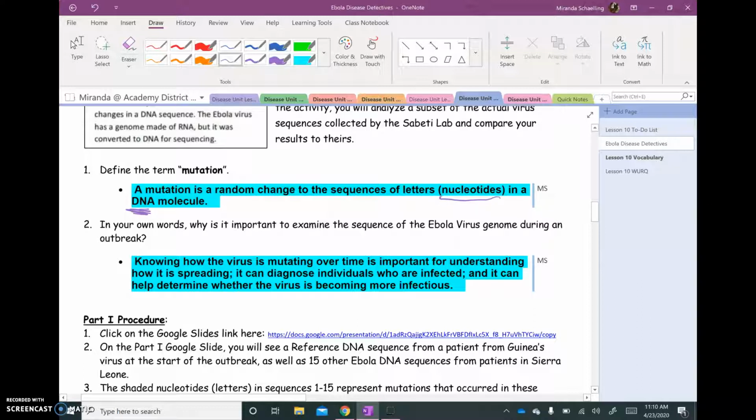And then in our own words, why is it important to examine the sequence of the Ebola virus genome? Genome is another word for DNA. During an outbreak, knowing how the virus is mutating over time is important for understanding how it is spreading. It can diagnose individuals who are infected, and it can help determine whether the virus is becoming more infectious. People who are more likely to die from infections might have a different mutation, so we can track how deadly it is.